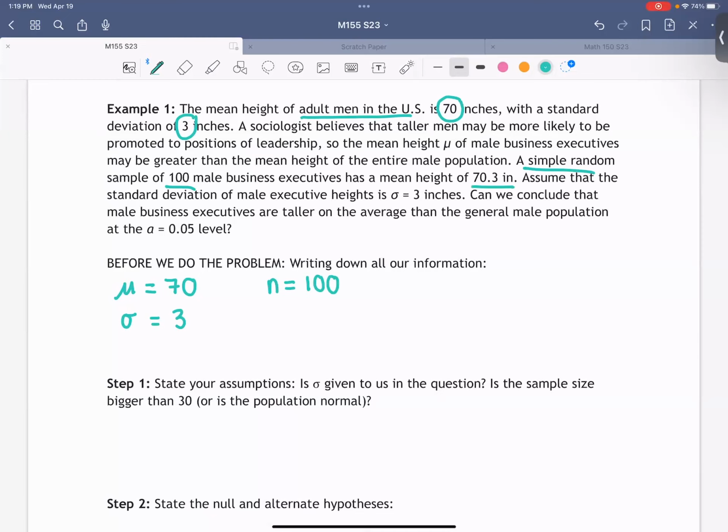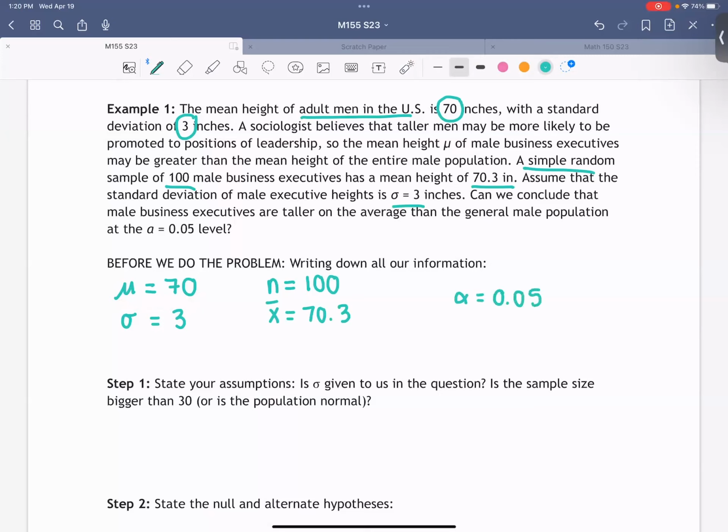70.3 is definitely a mean. It has to be the sample mean because we already wrote down the population mean, right? You can't have two population means. You only have one number, that's the sample mean. 70.3 has to be X bar. Okay. Then it says, assume that the standard deviation of male executive heights is 3 inches. We actually already wrote that down, so I'm not going to write it twice. Okay. Can we conclude that male business executives are taller on average than the general male population at the alpha equals 0.05 level? I'll just write that down as well.